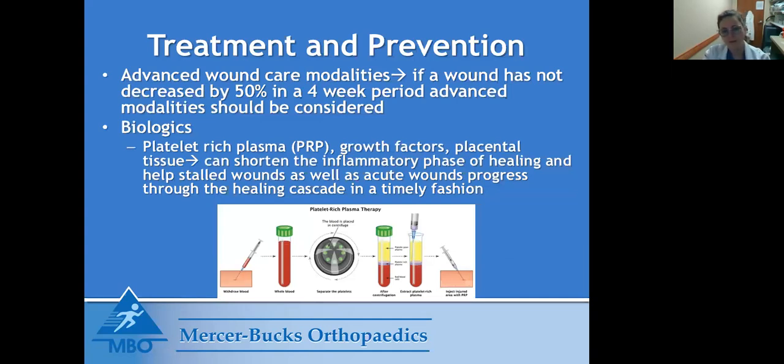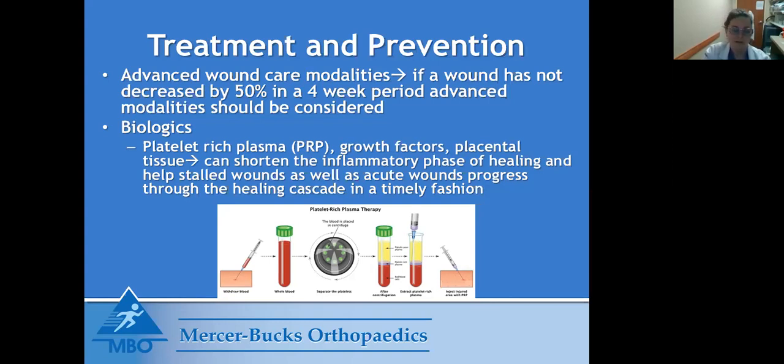So there is a lot of literature that supports that you should start considering what are called advanced wound care modalities if a wound has not decreased in size by 50% in a 4-week period. If you have seen no change in a wound in a 4-week period, it's very important to switch course and try something new, because research really has shown us that there is a very poor chance of healing if there is not a 50% reduction in a 4-week period, and that you should change courses at that point.